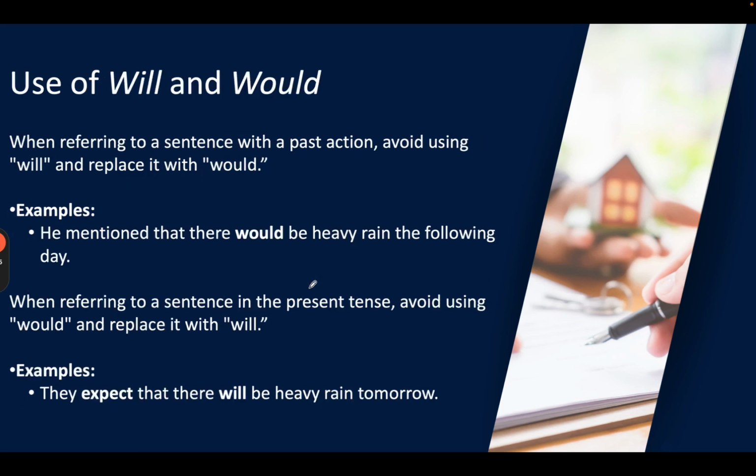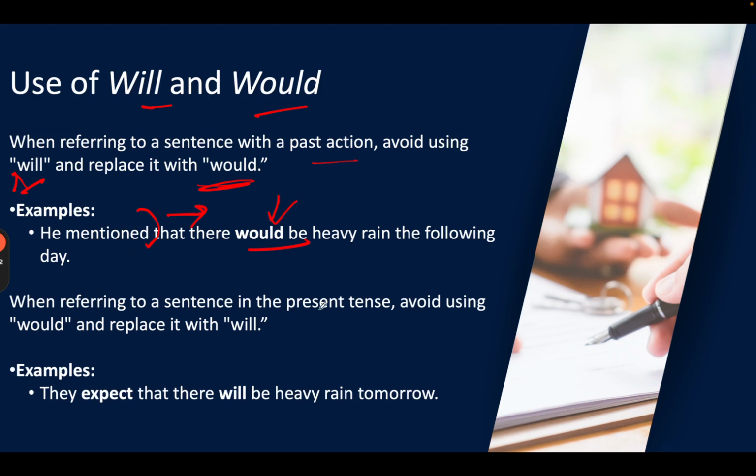Let's go ahead and see the difference between will and would. When we are referring to a sentence with a past action, we will not use will. It is used for future, right? Replace it with would. You can use would instead. He mentioned that there would be heavy rain the following day. So this mentioning happened earlier in the past. So I will use the word would.